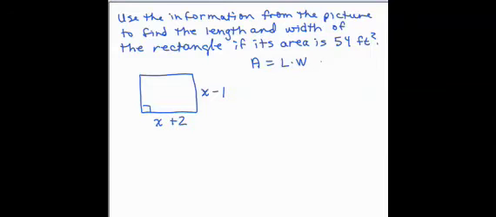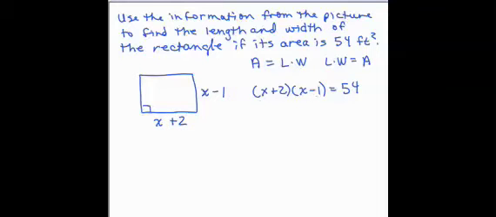That's the area for a rectangle. Or you could say length times width equals area. Alright, so looking at our picture, I'm going to do the second one. The length times the width is the area. So the length, x plus 2, times the width, which is x minus 1, is 54. Now, this is a certain number of feet, this is a certain number of feet, and the area is square feet. We'll fill in the correct units later.